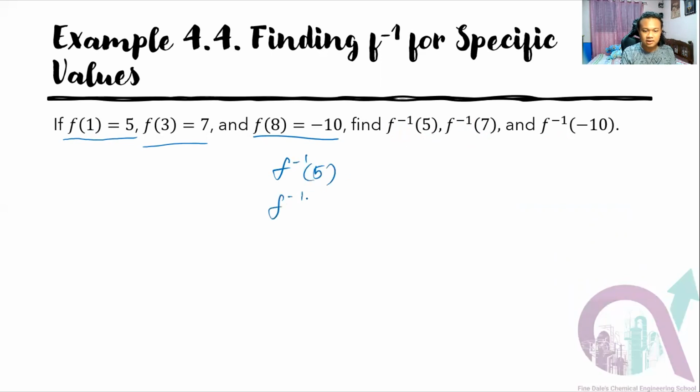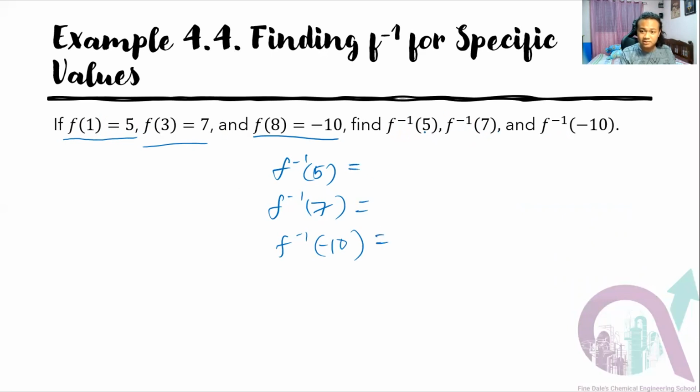So, what is that? 7. That's f inverse of -10. So it is given na the value of x, if f of 1 is 5, di ba? So, bali lang, just look at it, di ba?